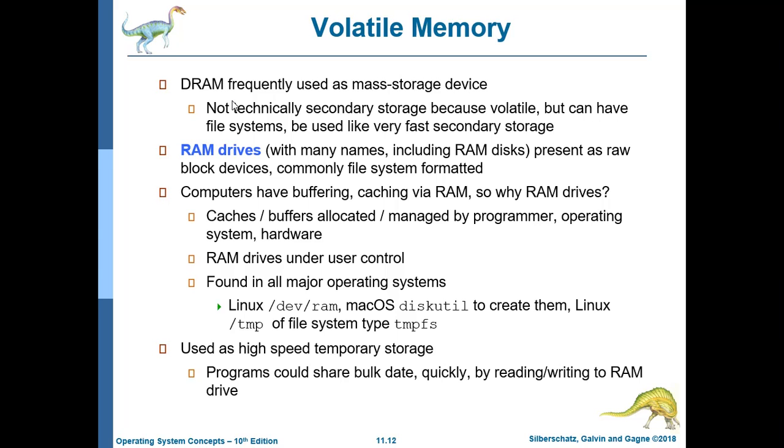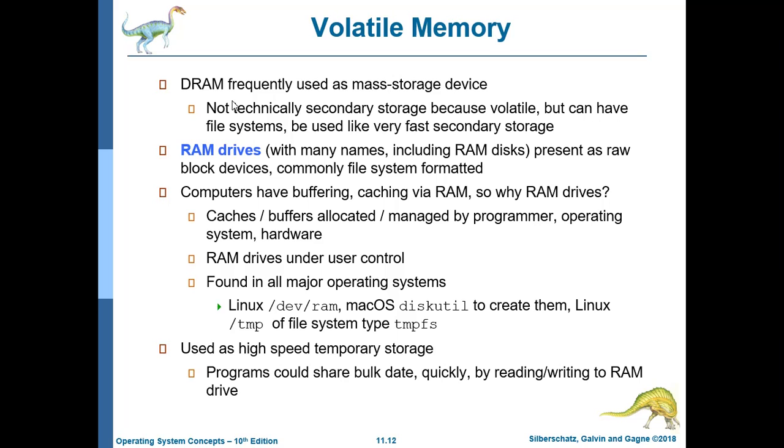Okay, next we have volatile memory. DRAM is frequently used as a mass storage device. It is not technically secondary storage, although DRAM can store big amounts of data. Of course, it's not technically secondary storage because it's volatile.